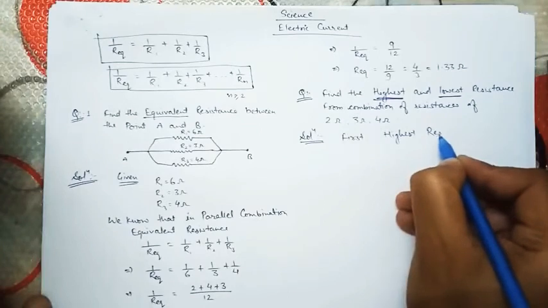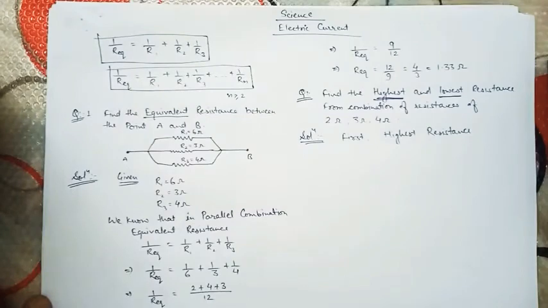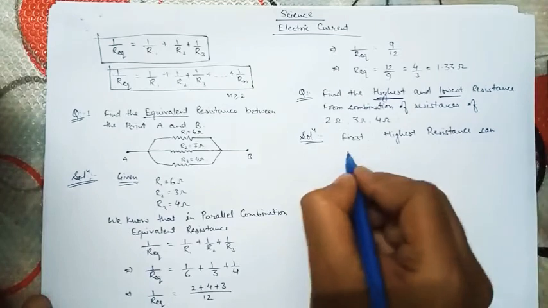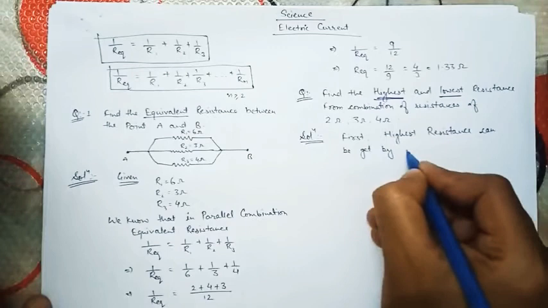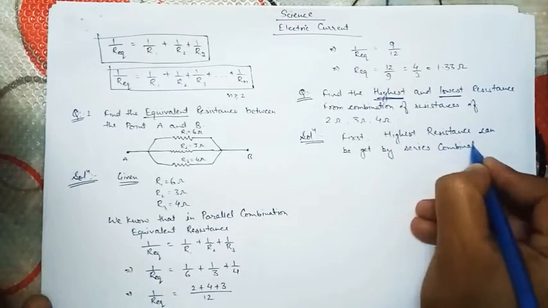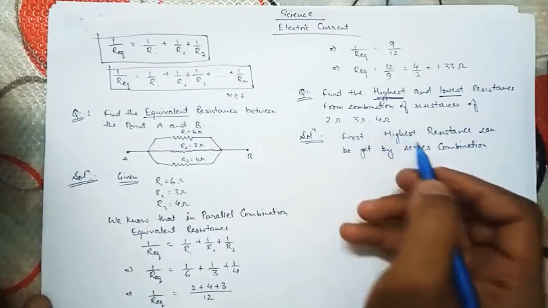I have already told you that if we want to calculate the highest resistance from a combination of different resistances, then the highest resistance can only be obtained by the series combination. To get the highest resistance, the resistances must be connected in series. Series combination means these three resistances 2 ohm, 3 ohm and 4 ohm are connected in series.